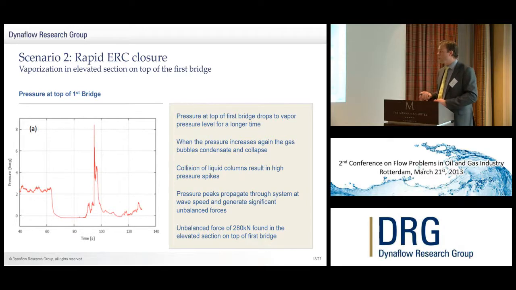And of course, these spikes propagate here, and they would cause extremely high unbalanced forces, which I don't have a graph of here, later on as well. So this created unbalanced forces in the region of about 300 kilonewton, which were extremely high, and of course the road bridges were unable to accommodate those high pressures.